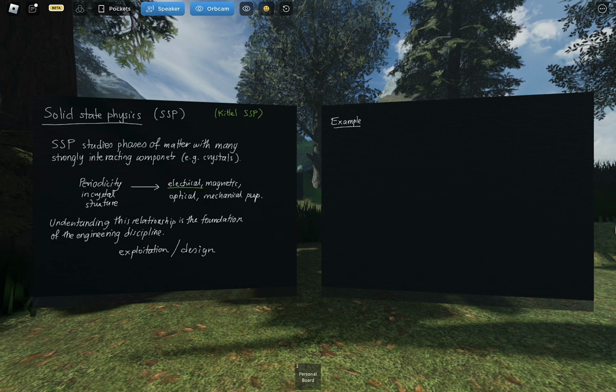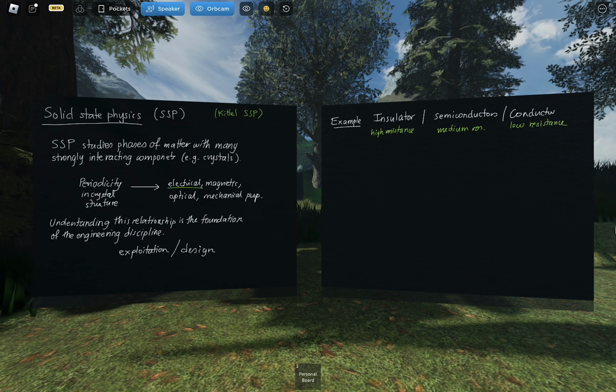So there's a classification of materials into insulators, semiconductors, and conductors, which means high resistance, medium resistance, low resistance. That's a kind of coarse way of describing it.